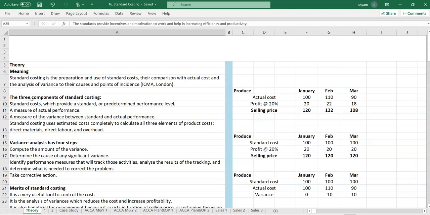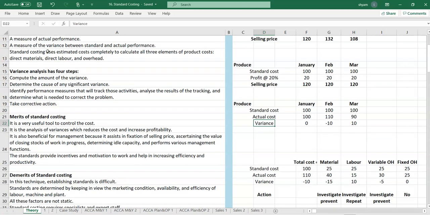Now we'll move on to the components of standard costing. The first one is standard costs, which provide a standard or predetermined performance level. That is the standard we have here. Then a measure of actual performance: what has happened in the actual, and we compare the standard and the actual. Then a measure of variance between the standard and actual performance. Standard costing uses estimated costs to calculate all three elements of production cost, so we need to know how the production cost differs between what we thought and what occurred, in terms of direct material, direct labor, and overhead.